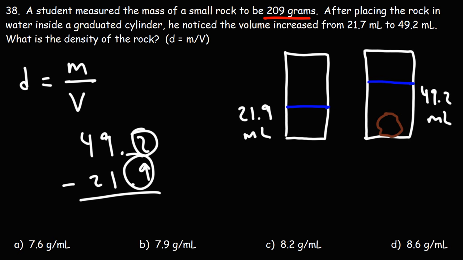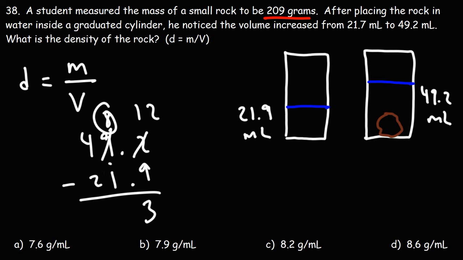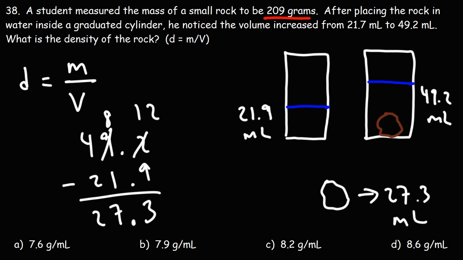Now we can't subtract 9 from 2, so we got to borrow a 1. So taking a 1 from 9, we get 8, and the 2 becomes 12. 12 minus 9 is 3. 8 minus 1 is 7. 4 minus 2 is 2. And for adding and subtracting decimals, you just need to line up the decimals. So 49.2 minus 21.9 is 27.3. So 27.3 is the volume of the rock.